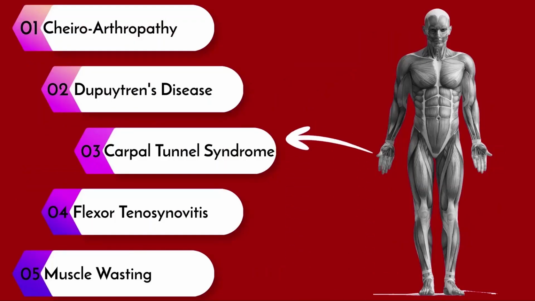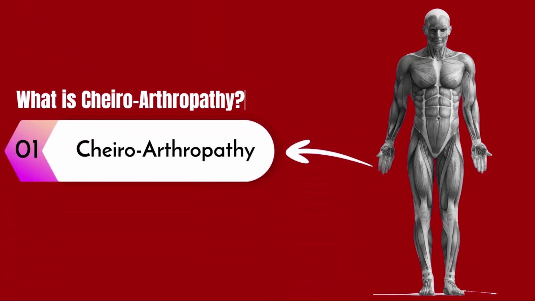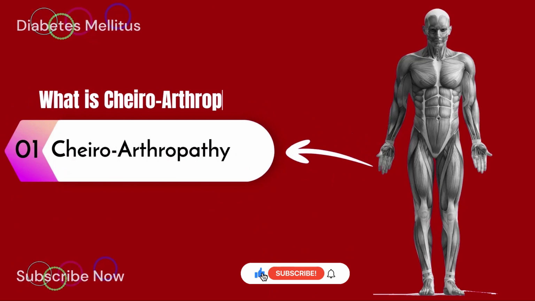There are 5 basic hand diseases caused by diabetes. The first is Cheiroarthropathy, the second is Dupuytren's disease, the third is carpal tunnel syndrome, the fourth is flexor tenosynovitis, and the fifth is muscle wasting. Diabetes is a deadly disease. If it is not treated properly, its effects can begin to show on the hands, which is called Cheiroarthropathy.